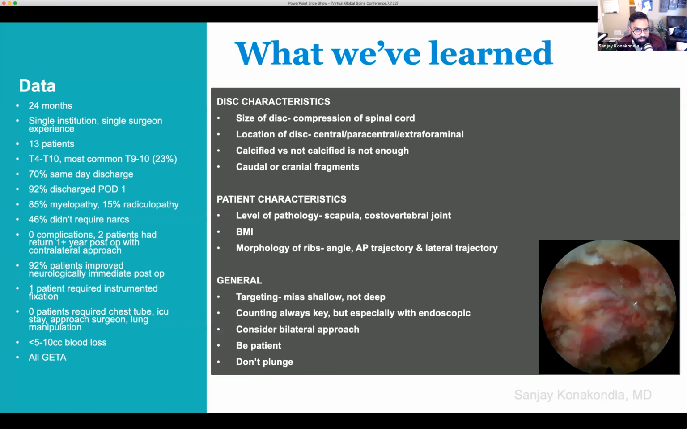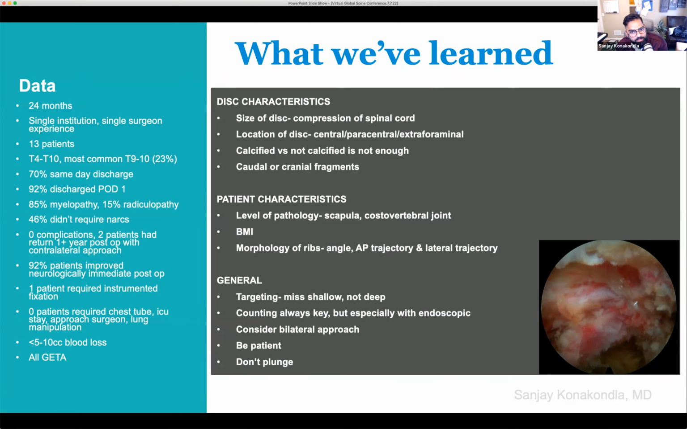So just looking back in the last 24 months, this is some of the data we quickly pulled together. Most of these discs are in the lower thoracic spine, which really matches up to the current literature, right? It's like T8 to T12, or where most of these discs occur. Most of them are going home the same day. Even more of them are going home the next day, up to 92% of them. Most of them have myelopathy, some with radiculopathy.